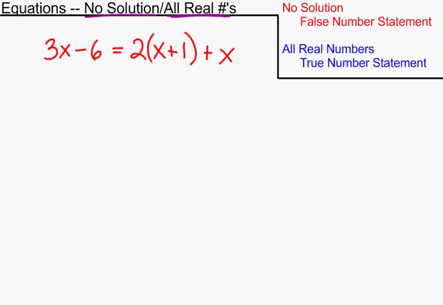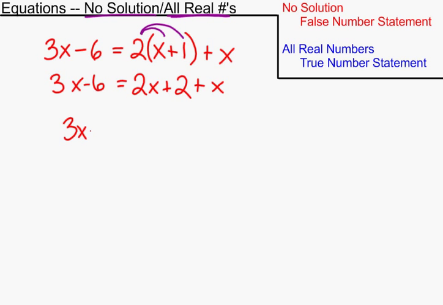So if I start with my first example, and I begin attacking it like I would every other equation, I simplify both sides first. On the right-hand side, I get 2x plus 2 once I distribute. There's still a plus x. Drop everybody else straight down. On the left-hand side, there's nothing to simplify, so that stays 3x minus 6. On the right-hand side, I can combine like terms with the x's, and I get 3x plus 2. So I've now simplified both sides as far as they can go.